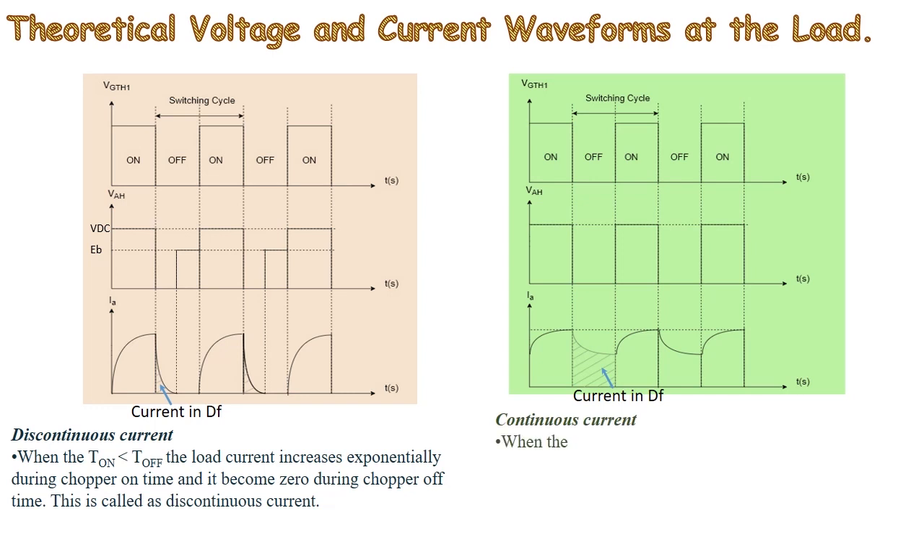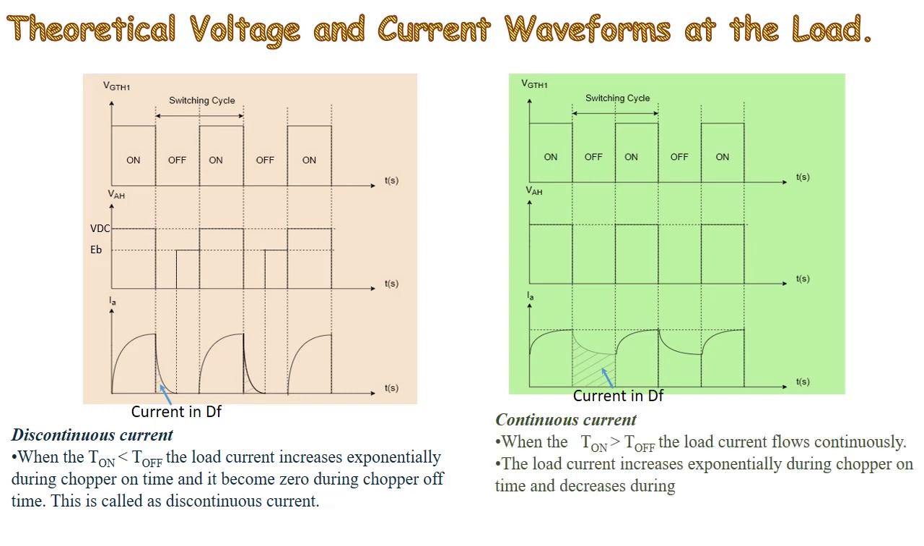The second figure shows how continuous current appears when T on is greater than T off, and the load current increases exponentially during chopper on time and decreases during the chopper off time. The chopper is switched on again before the current becomes zero. Actual waveforms can be slightly different due to stray circuit inductance.